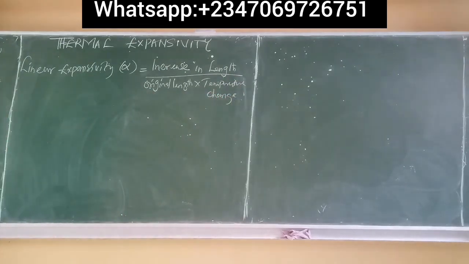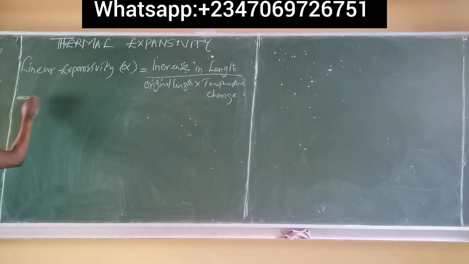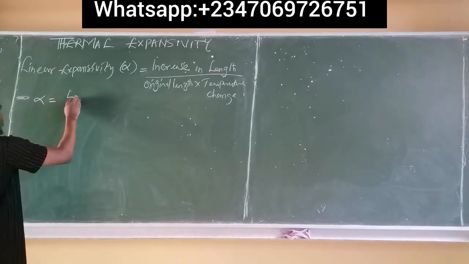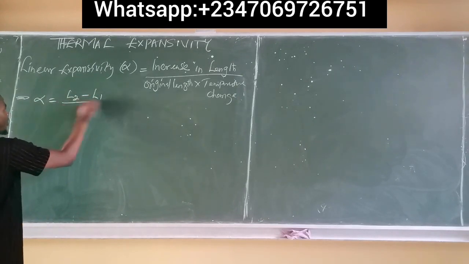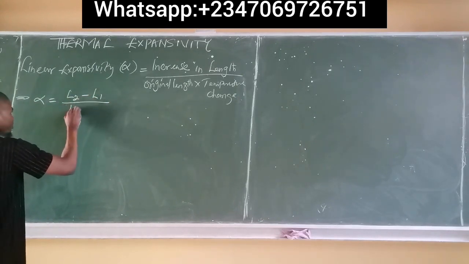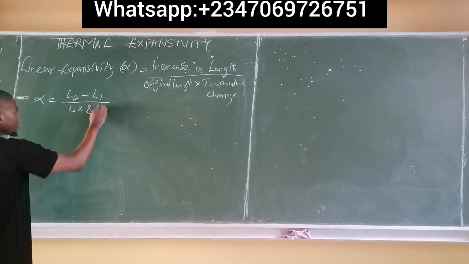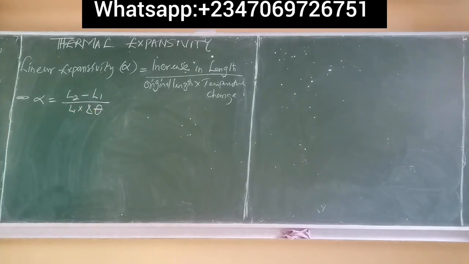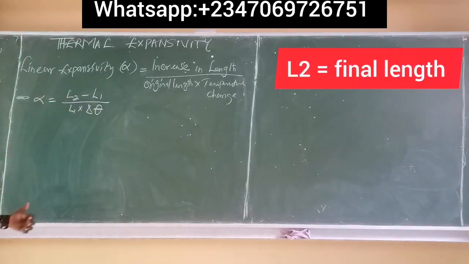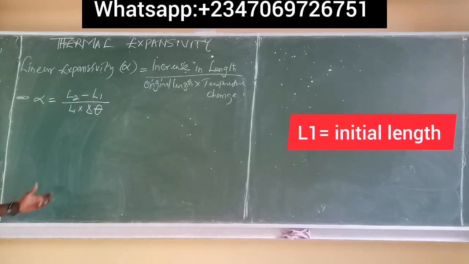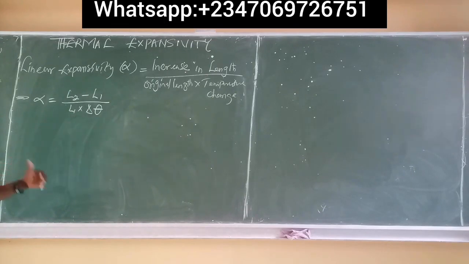Multiplied by the temperature change. So this simply implies that alpha is equal to the increase in length, which is simply L2 minus L1, all over the original length, which is L1, times the change in temperature, theta. Where L2 tells us the final length of the given object, and L1 tells us the initial length of this object.